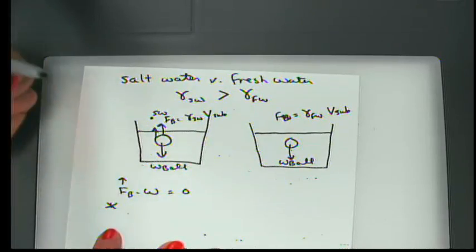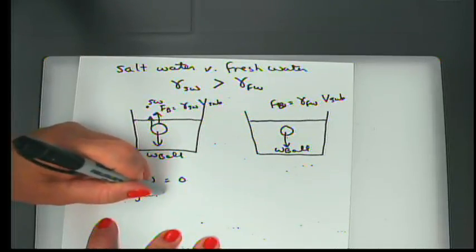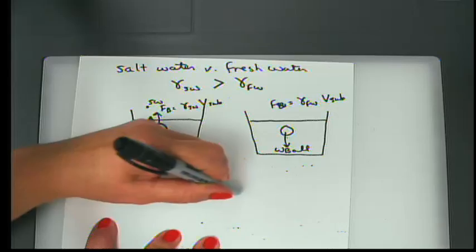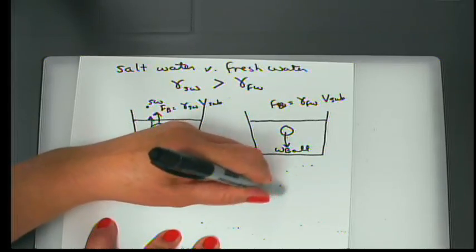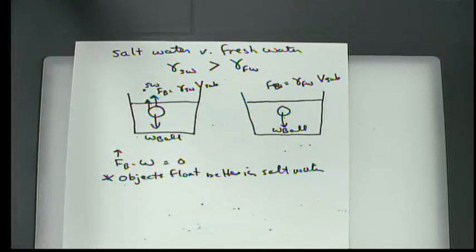And so the natural consequence of this is objects float better in salt water. Objects that would sink in fresh water will sometimes float in salt water. There's a consequence for this for swimming as well. Swimming in the ocean, or if any of you have ever swum in a salt lake, like Salt Lake City, Utah, it's very much easier to swim.